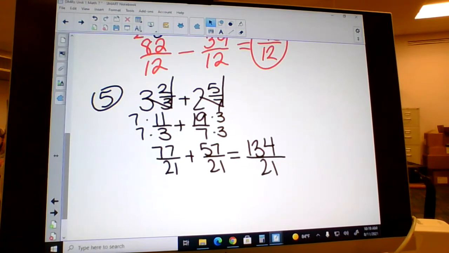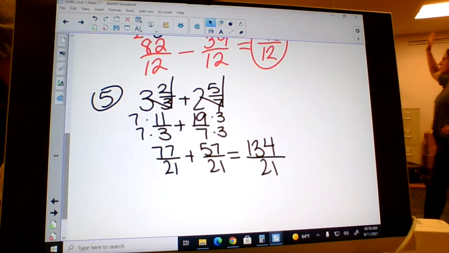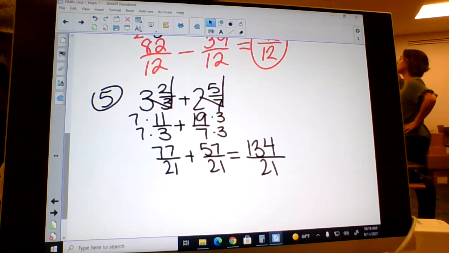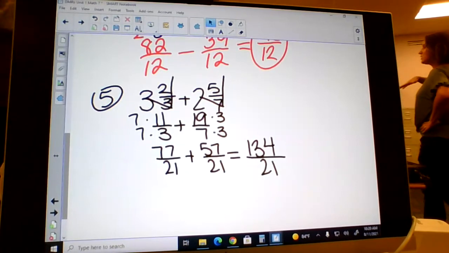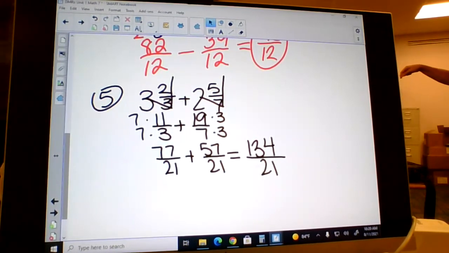How many people in here play a sport? Keep your hand up. How many people play an instrument, a musical instrument? How many people play video games? Okay. Hands down. So your homework is your practice.